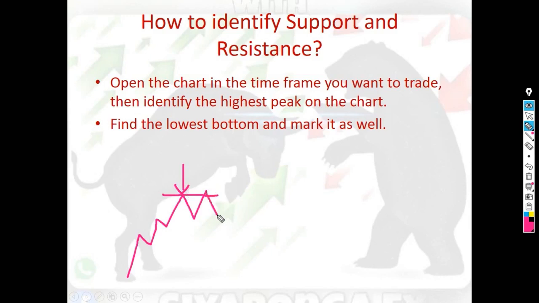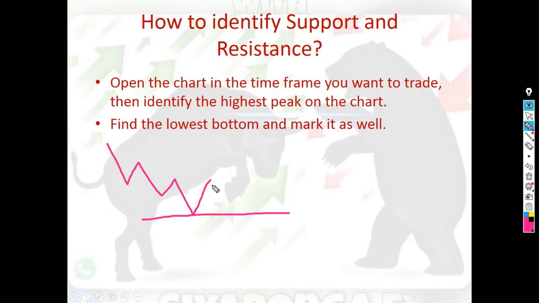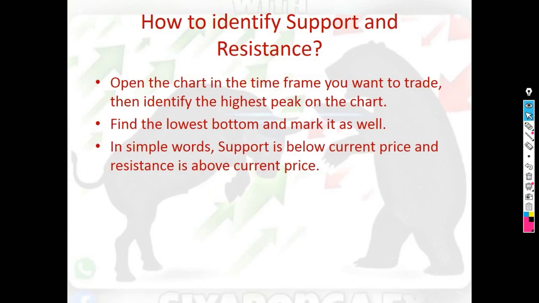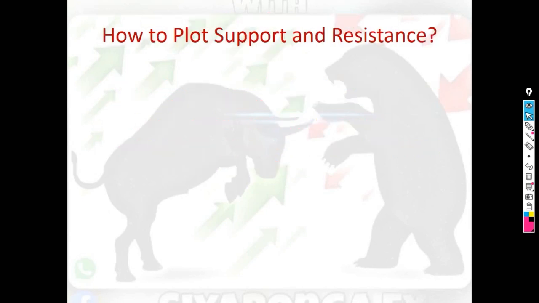Wait for the market to retest the level as resistance. That is our highest peak. Our lowest bottom obviously occurs in a downtrending market. So this is our lowest bottom that can be potentially tested as support in the near future. In simple words, support is below current price and resistance is above current price.